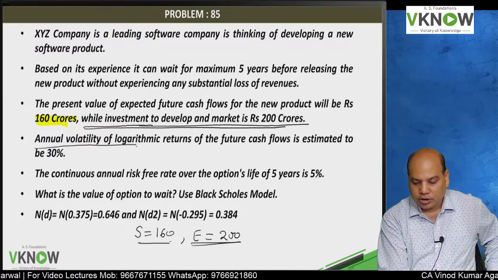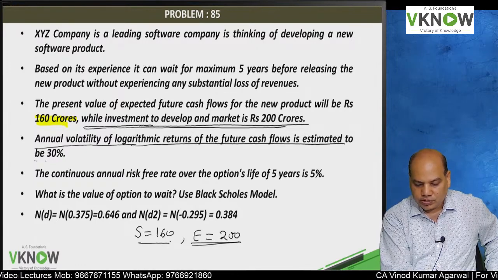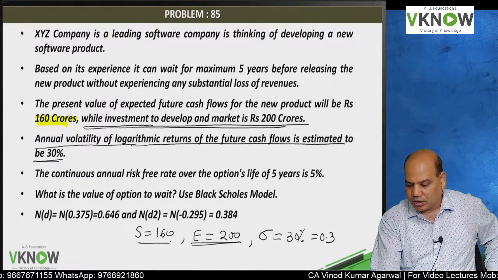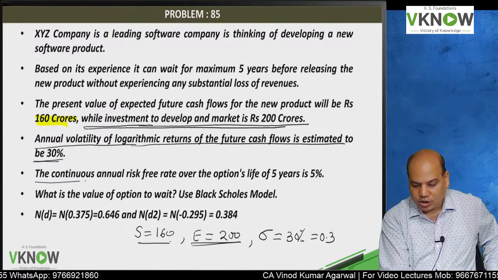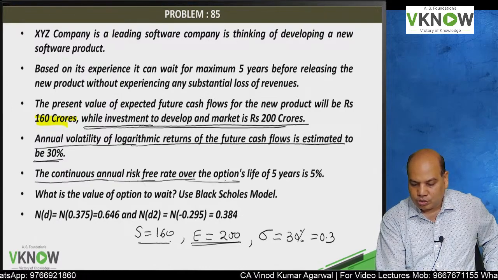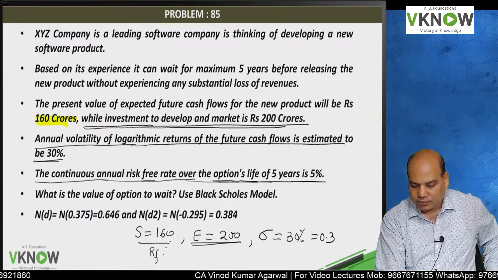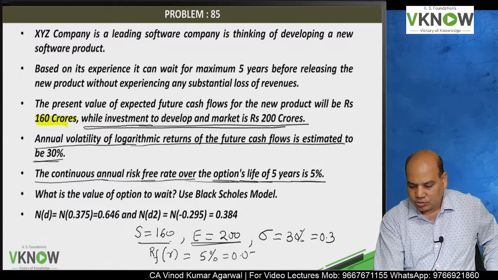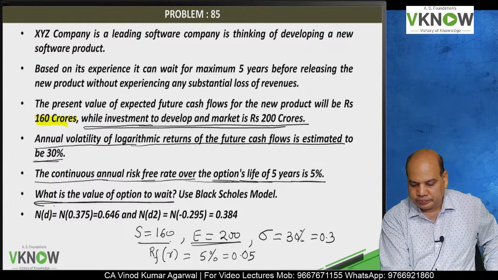Annual volatility of the logarithmic return of the future cash flow is estimated to be 30%. Standard deviation is 30% or 0.3. The continuous annual risk-free rate over the option's life of 5 years is 5%. So R is 5% or 0.05. What is the value of the option to wait?